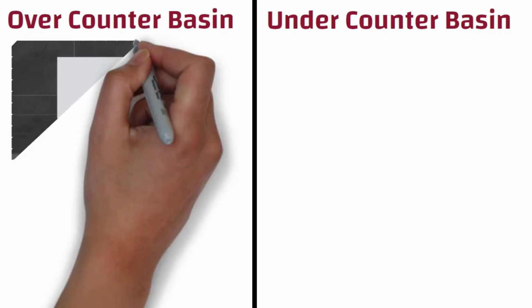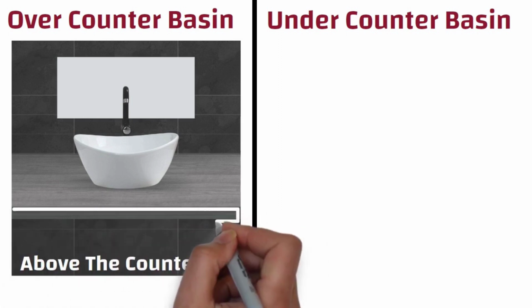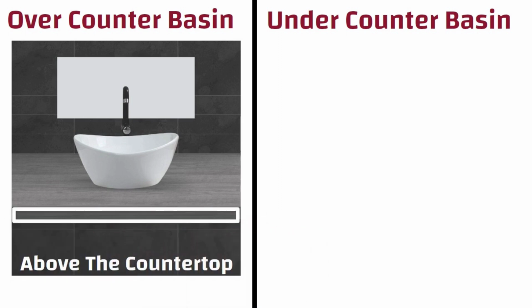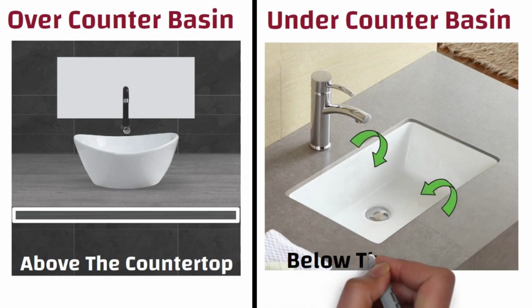Now let us discuss the concept first. In case of over-counter basin, the basin is kept above the countertop. You can see the countertop in this picture. Whereas in case of under-counter basin, the basin is installed below the countertop.